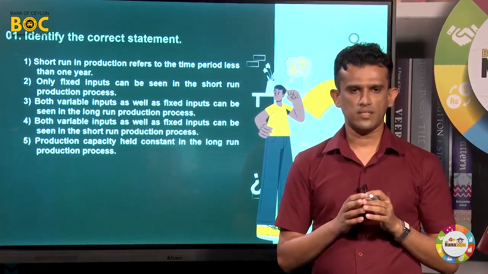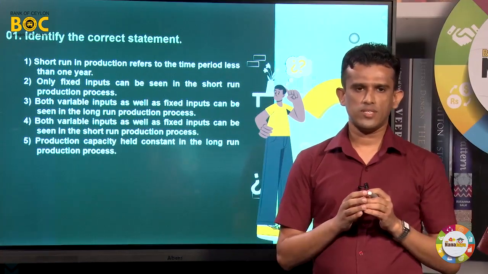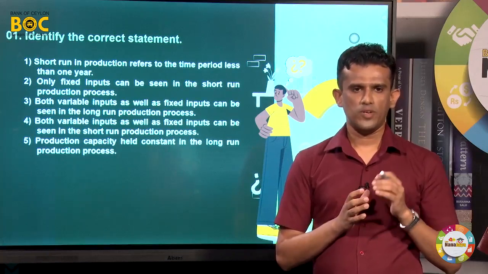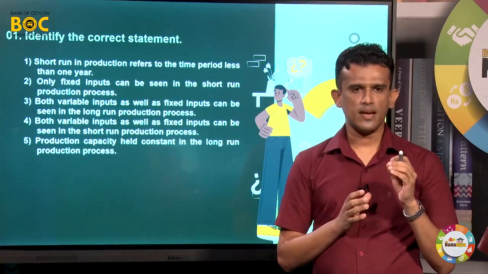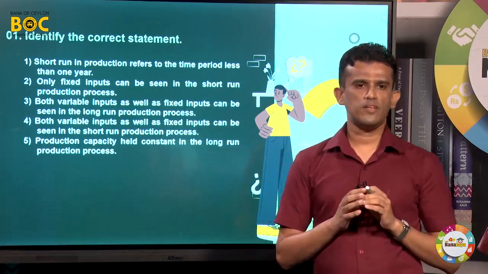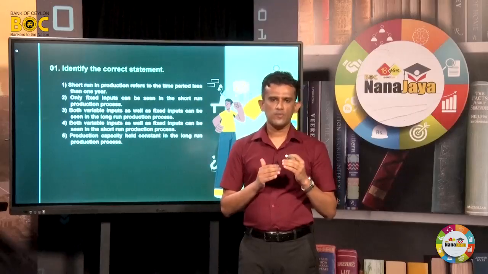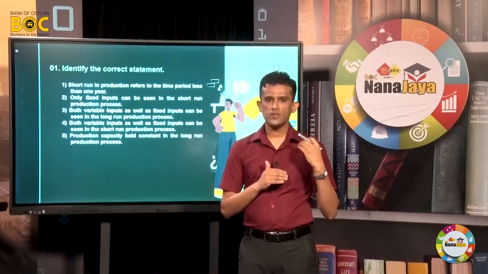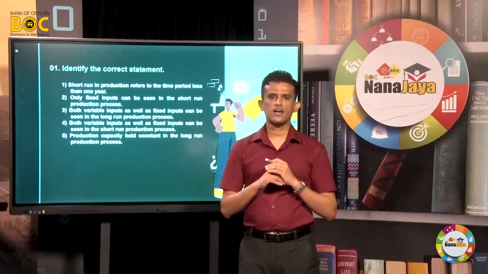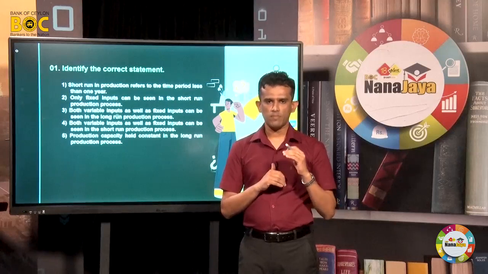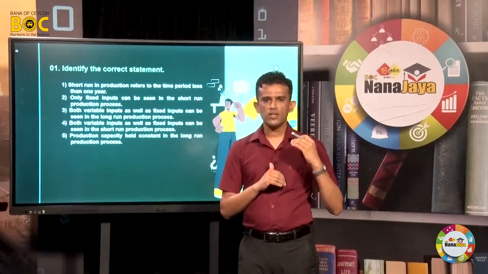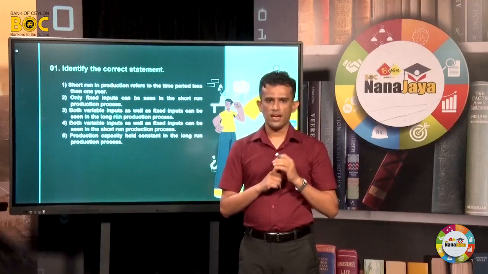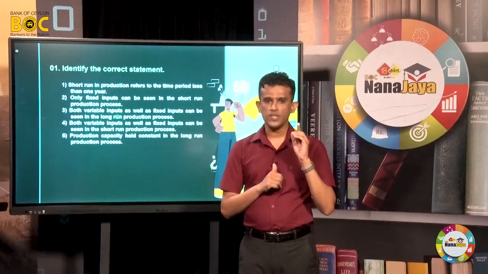We define the short run production process as the time period in which at least one input remains fixed. So, within the short run production process, the production is increased only by increasing the variable inputs while the fixed inputs are held constant. At least one input is constant or fixed within the short run production process.